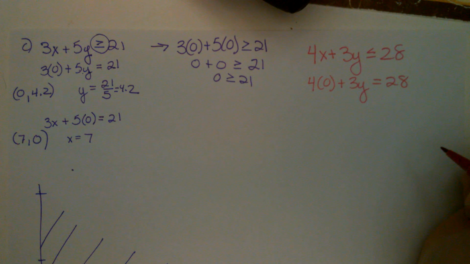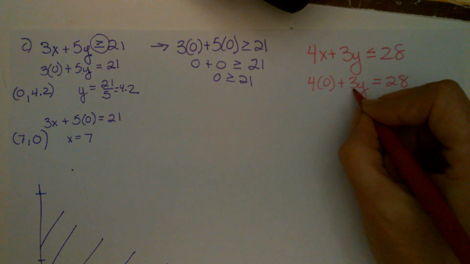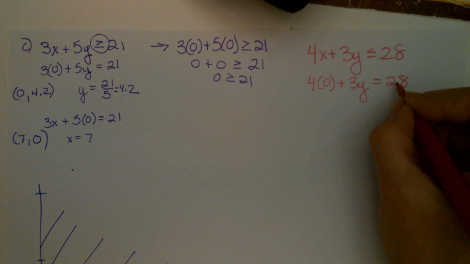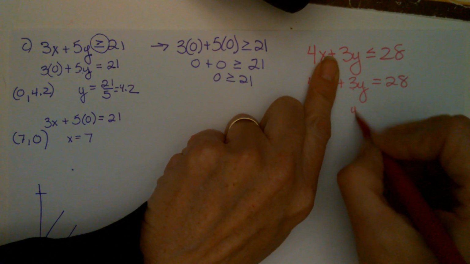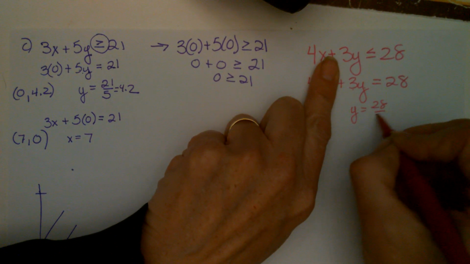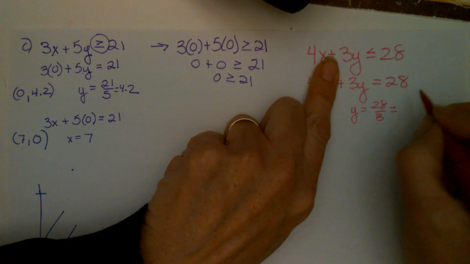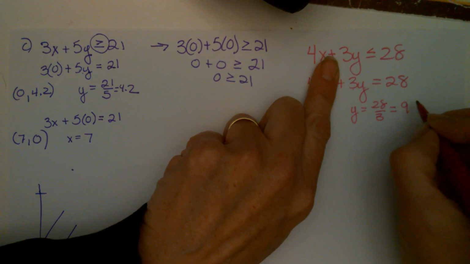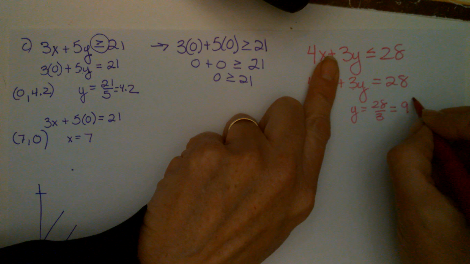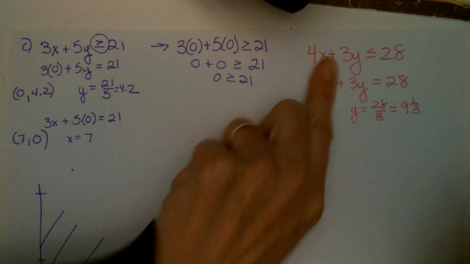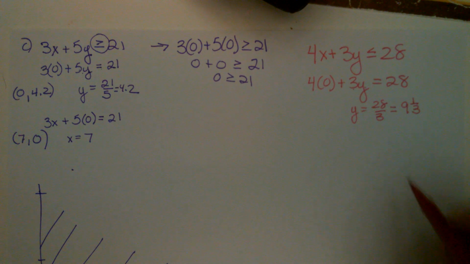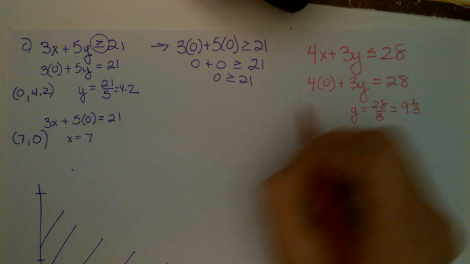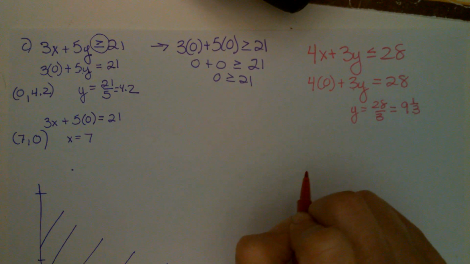And when I do that, I'm going to divide both sides by 3 because this cancels out. I just have 3y is equal to 28. So y is equal to 28 divided by 3, which my calculator tells me is 9 1/3. So we have 9 1/3. So that's going to be one of my points, one of my intercepts. So it's going to be 0, 9 1/3.